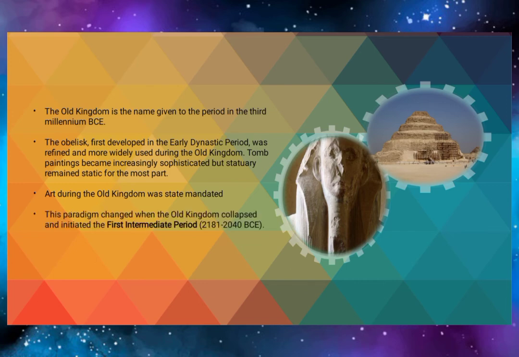And this paradigm changed when the Old Kingdom collapsed and initiated the first intermediate period, 2181 to 2040 BCE. And that is the Old Kingdom period.